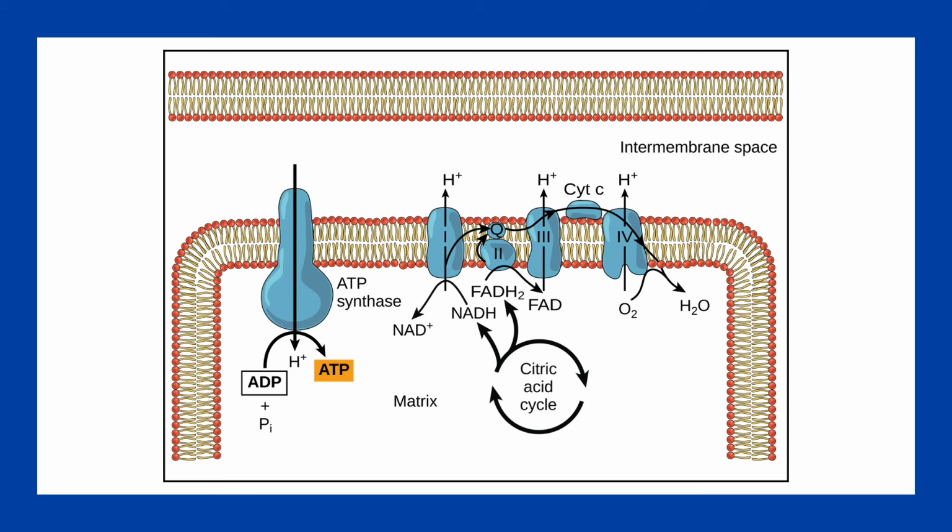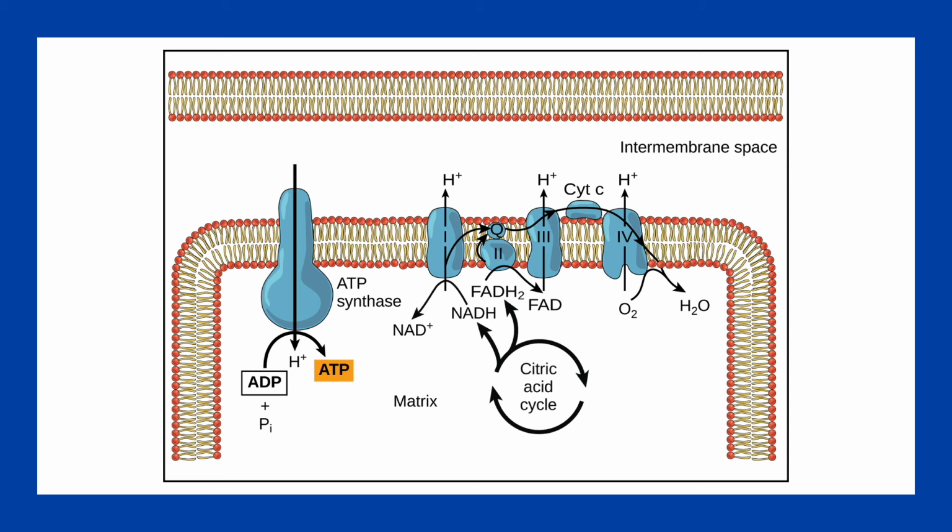This releases hydrogen atoms, which then split into hydrogen protons and electrons. The electrons move down the electron transport chain. The electron transport chain is comprised of electron carriers within the inner mitochondrial membrane. These take the form of proteins. As the electrons pass along the electron transport chain, they lose energy.